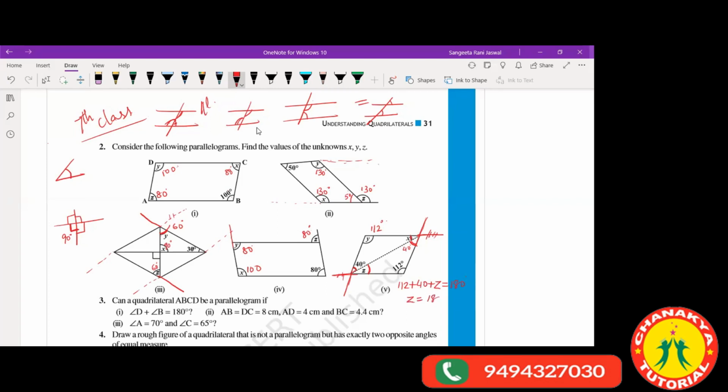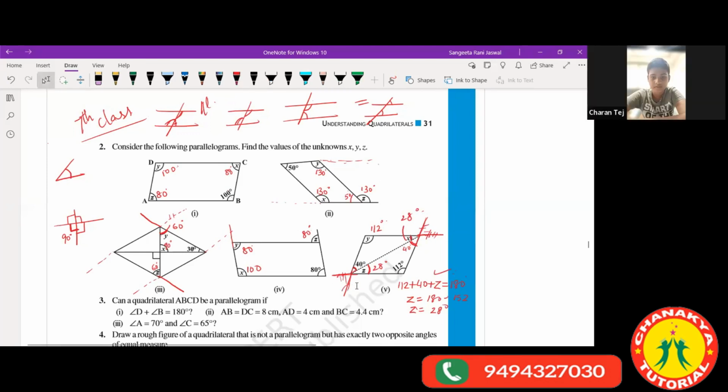So that's 180 minus, what is the total of this? 152. So if you subtract 152 from 180, what do you get here? So that's 28 degrees. Okay, ma'am, this one is easier, better. So this angle X and angle Z are 28 degrees. So no need of making these parallel lines. Is that clear now, Charan Page? Yes, ma'am.